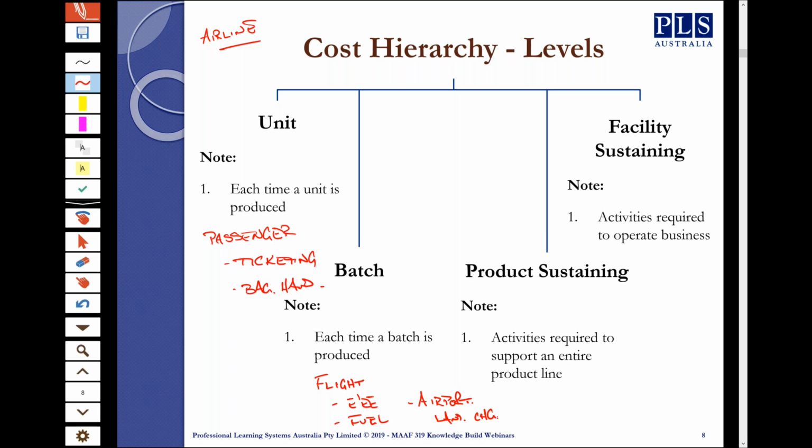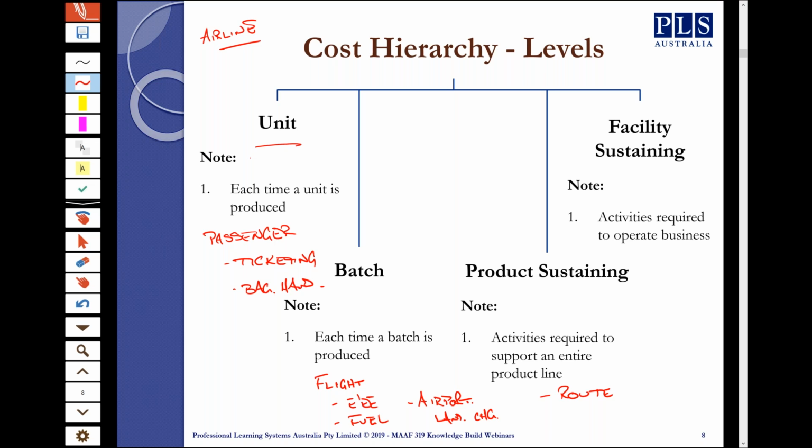Now, again, if I use the logic of airlines, we tend to talk about airlines flying routes. So again, Sydney, Melbourne, Sydney, Los Angeles, whatever you want to talk about. Note in that instance, costs with respect to maintaining that route, whether that be advertising, air slots and the like, would be seen as product sustaining. And then facility sustaining are those activities incurred to operate a business. So that would be things like your financing, your human resources, your strategy from an overriding level.